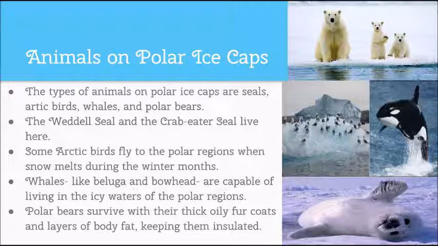Animals. The Weddell seal and the crab-eater seal live here. The Weddell seal can weigh up to 1,300 pounds, and the crab-eater seal does not eat crab but krill.